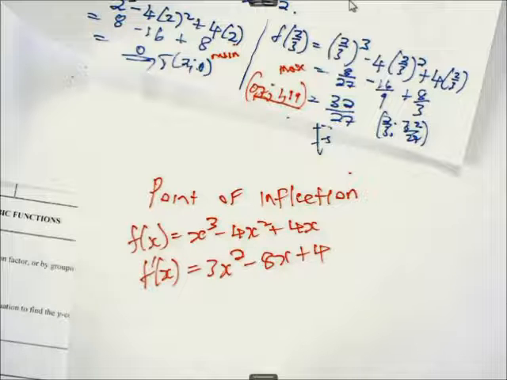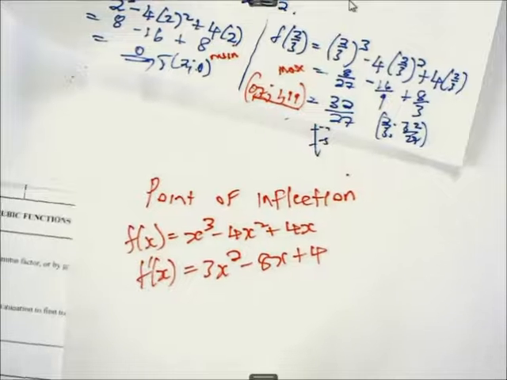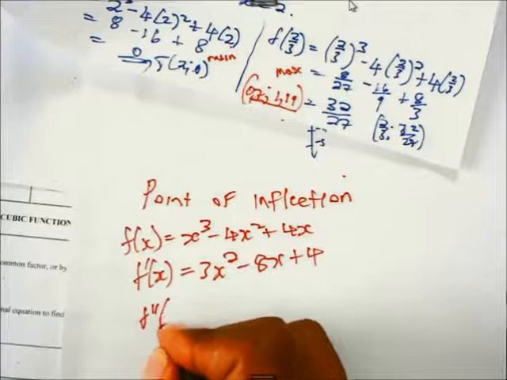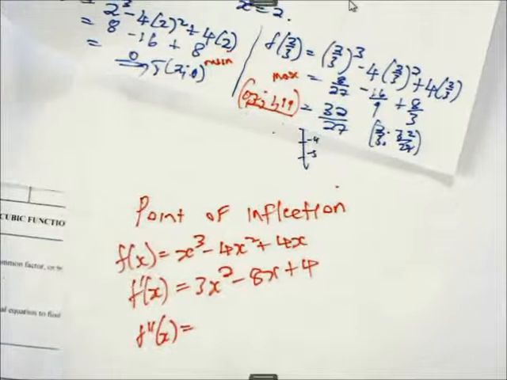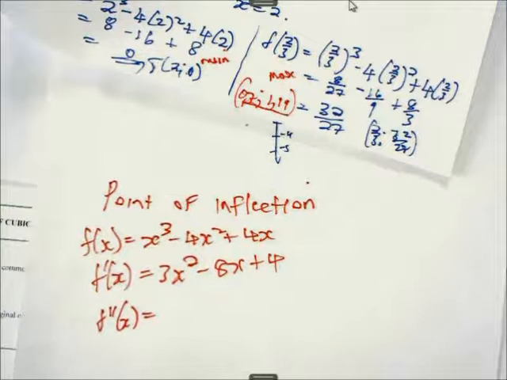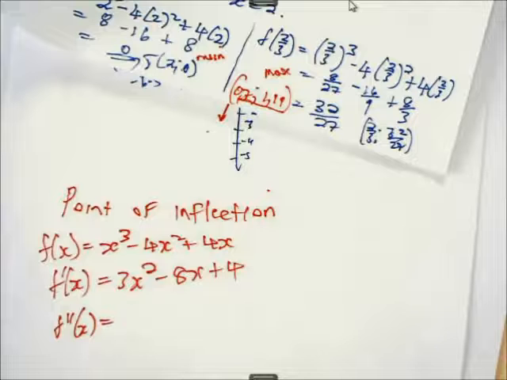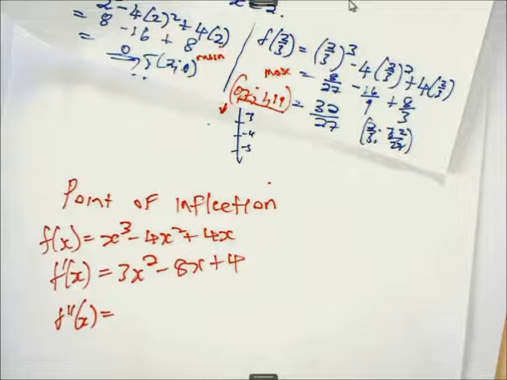Now, what will be the second derivative? Right, boys and girls, now, what is your answer on this one? What is the second derivative if we have f prime of x is equal to 3x squared minus 8x plus 4? Of course, we are going to have what?